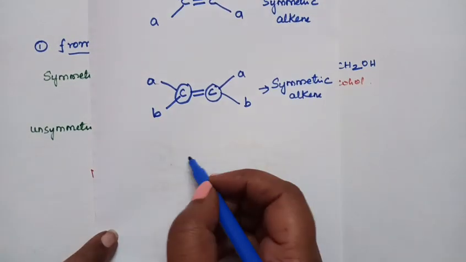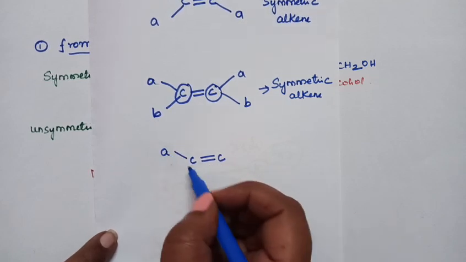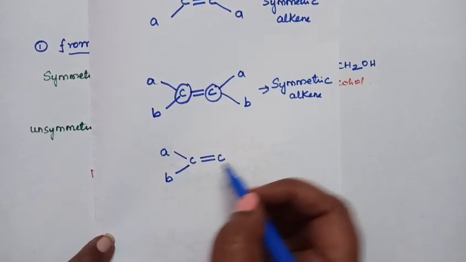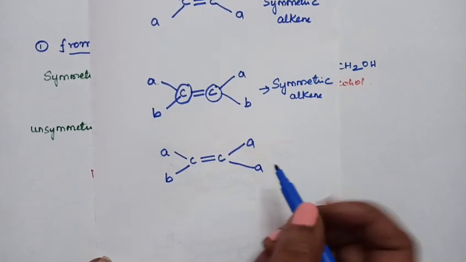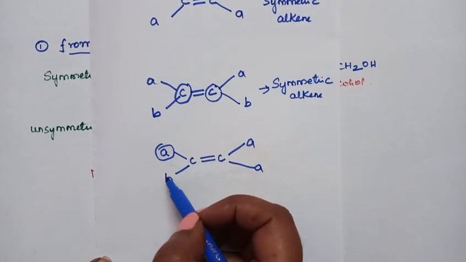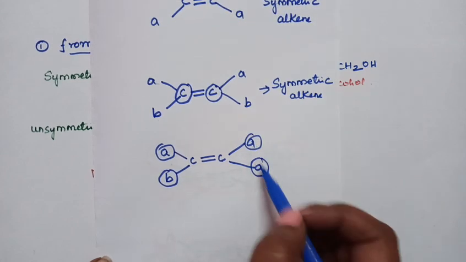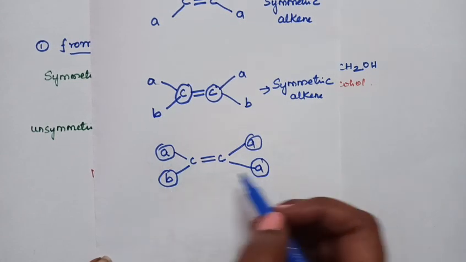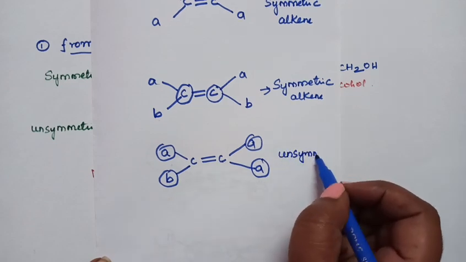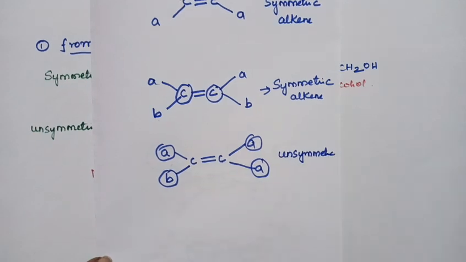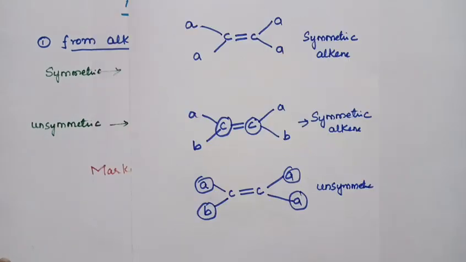Another example, carbon double bond carbon. To this carbon I'll attach group A and group B, and to this carbon I'll attach A and A. So what is happening here? Here the groups are A and B, but here it is A and A. So this is different from here. This alkene is called an unsymmetric alkene. So now you understood what is symmetric alkene and unsymmetric alkene.